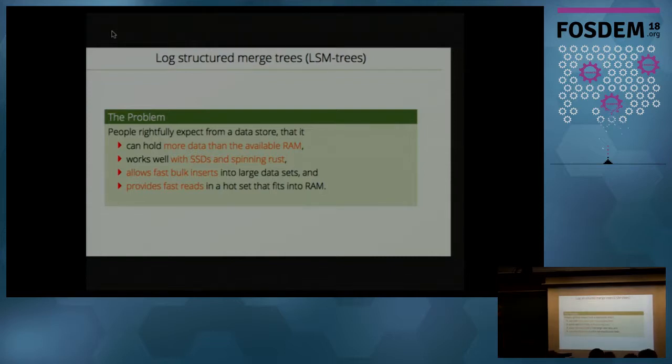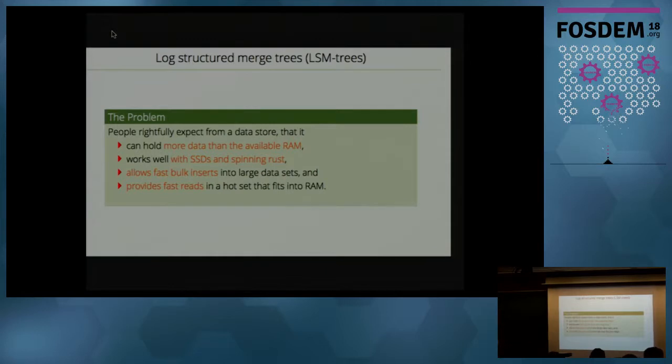Next problem: log-structured merge trees. The problem is people rightfully expect that a data store can do fast writes. So why should my data store be slower than writing to RAM? But at the same time, it should be able to hold more data than RAM. It should work well with SSDs or spinning disks or whatever hardware I have. It should have fast bulk inserts, so I have a large data set and want to push it in as fast as possible. And of course, I want to have super fast reads.